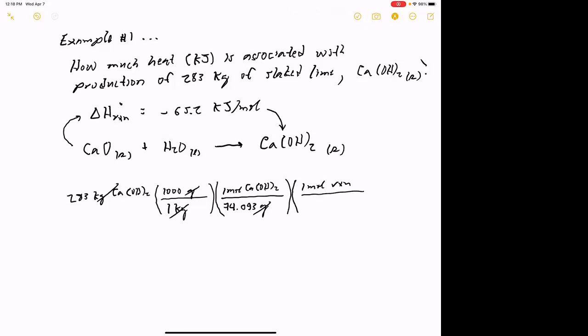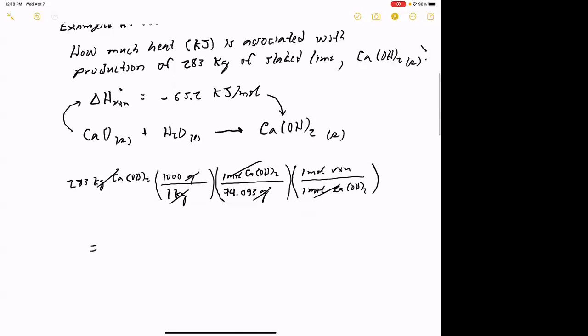I've got 1 mole of slaked lime. So what if I called that calcium OH taken twice? And you could have just left it in terms of 1 mole of the calcium hydroxide as well. That's fine. But moles of those cancel with moles of those. So that tells me how much heat I'm going to generate per mole of reaction.